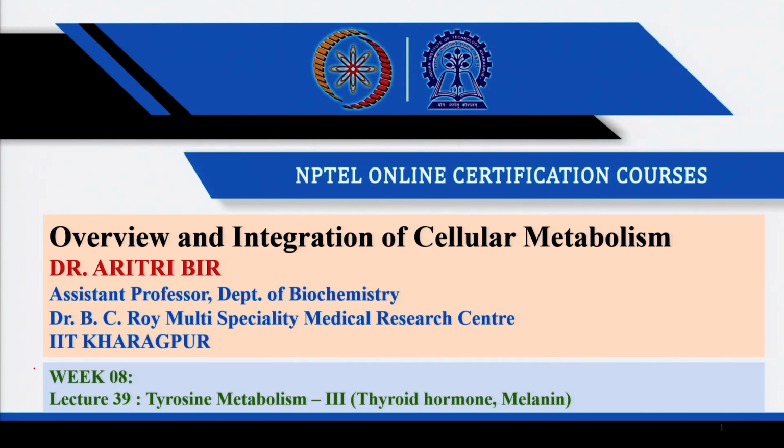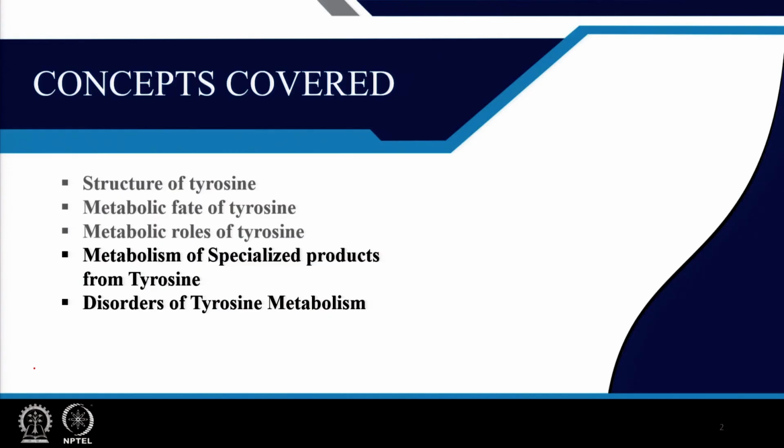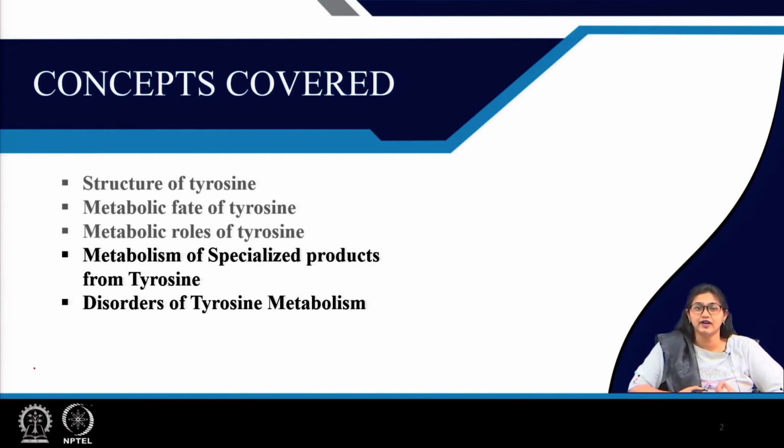In the last class, in the last two classes rather, we have started discussion for tyrosine metabolism. Then we have discussed the different properties of tyrosine, the metabolic fates of tyrosine, and the roles of tyrosine. Then we started to discuss the specialized products which are formed from tyrosine. In the previous class, we discussed the catecholamines: epinephrine, norepinephrine and dopamine.